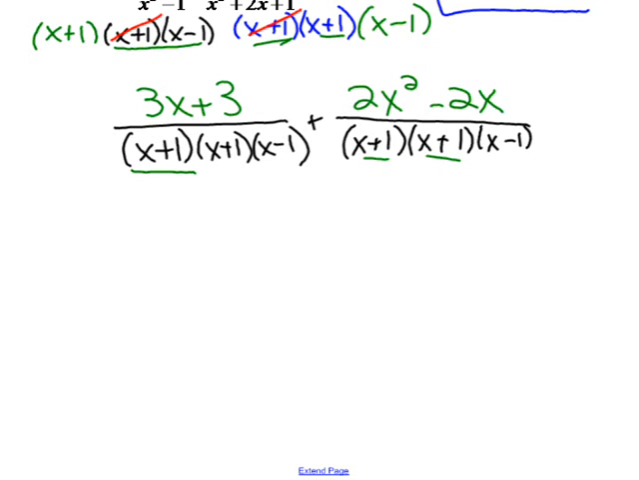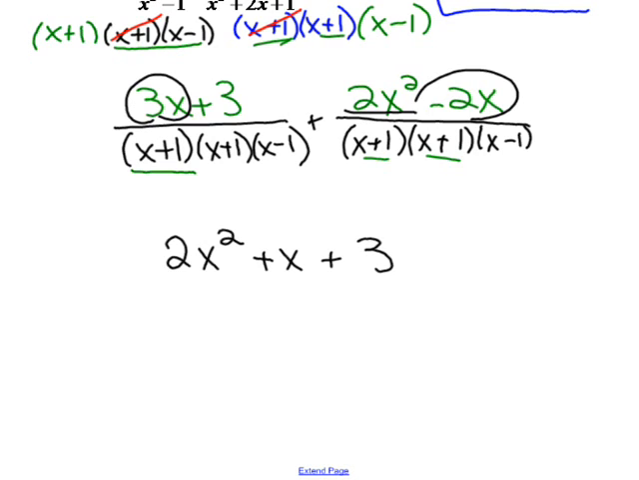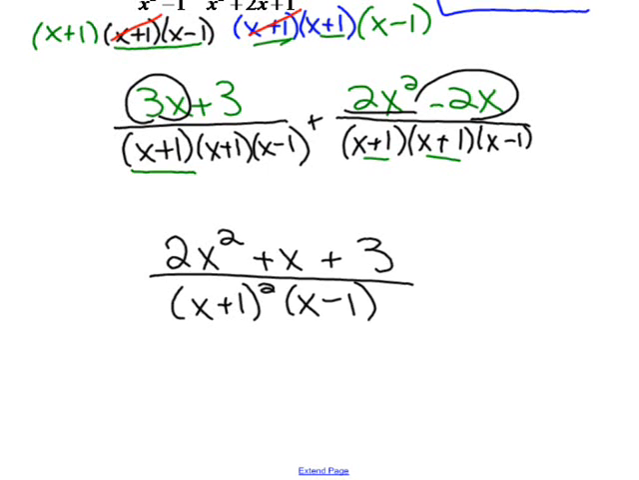Now we want to go ahead and combine our like terms. I'm going to start with my highest exponent, which was x squared. Is there another x squared on the top? Nope, so that's just 2x squared. Then I add my x's. I have a 3x and a negative 2x, which gives me plus x. And then I have plus 3. And on the bottom we have x plus 1 squared times x minus 1.